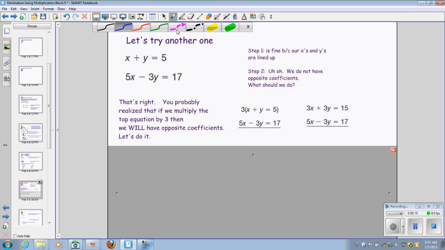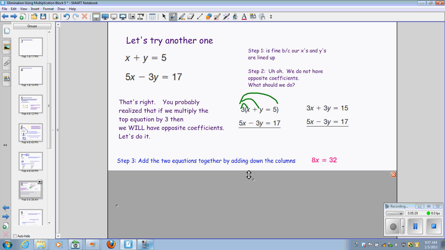Multiply by 3. Remember, we're going to distribute it, so the 3 has to be multiplied by everything in that top equation, which is how we get 3x plus 3y equals 15 as our new top equation. And we can now go ahead and add the two equations together by adding down these columns. Remember, we purposely did this so that the y's would cancel out. So we add down, we get positive 8x equals positive 32.